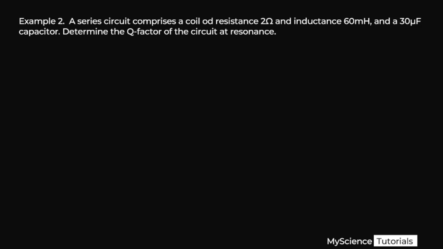We have a series circuit comprising a coil of resistance 2 ohms, an inductance of 60 millihenry, and a 30 microfarad capacitor. We have to determine the Q factor of the circuit at resonance. So this is also very easy. So let's go ahead and look at that. Let's write down our solution.